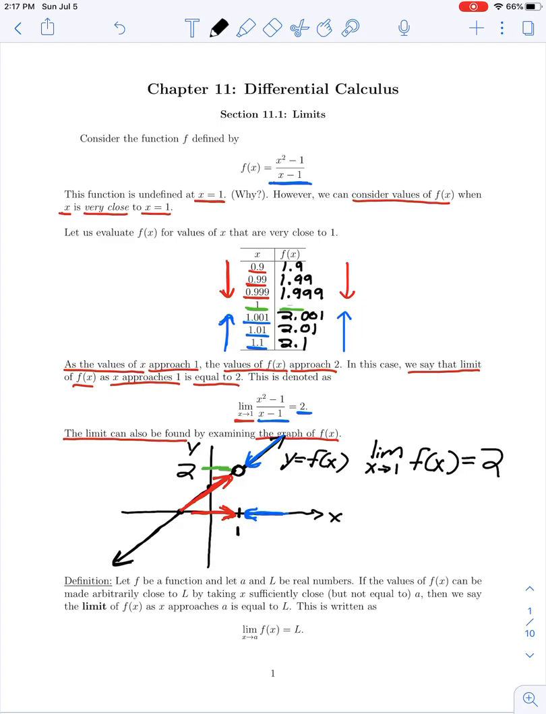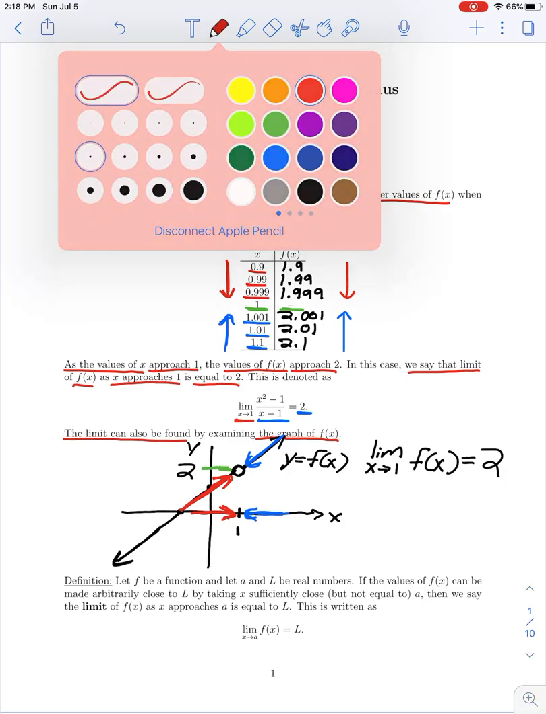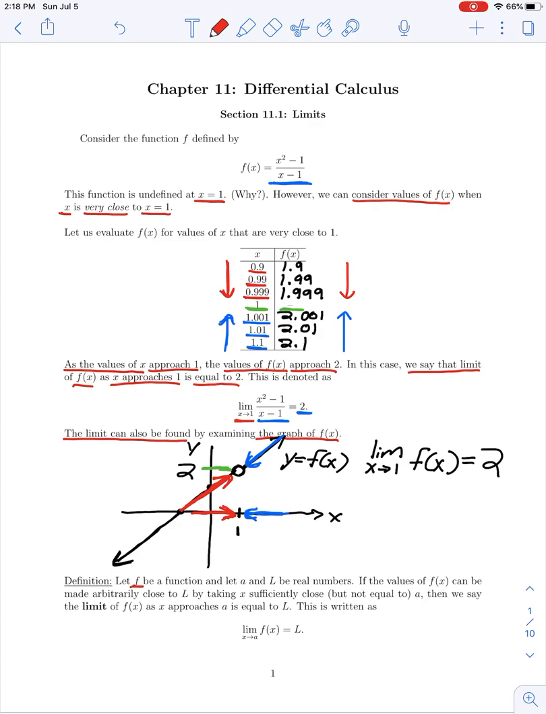So now that we've come up with an intuitive idea for limits, let's look at a more formal definition. So more formally, if f is some function, and we have a and capital L as some real numbers, we would say the following. If the values of the function f of x can be made arbitrarily close to the number L, that is, as close as we want to the number L, by taking values of x sufficiently close but not equal to the number a, then we say the limit of f of x as x approaches a is equal to L. And again, this is written as lim, for limit, with a subscript of x approaching a, of the function f of x equals L.